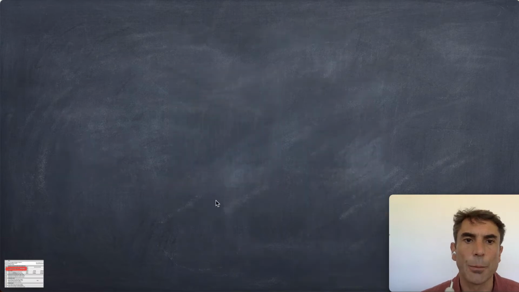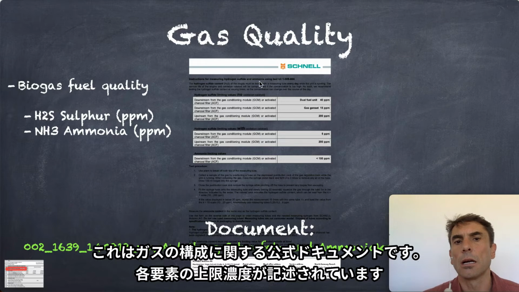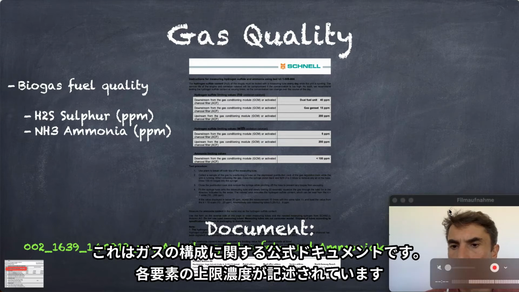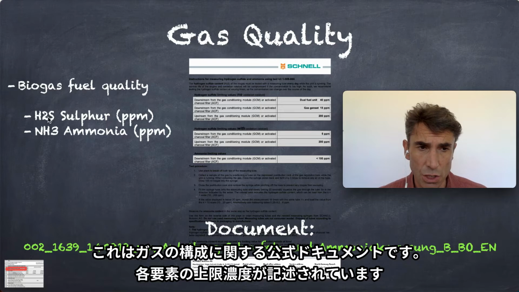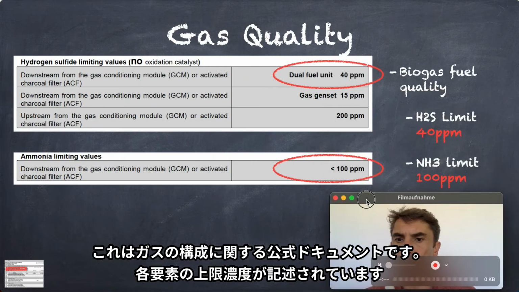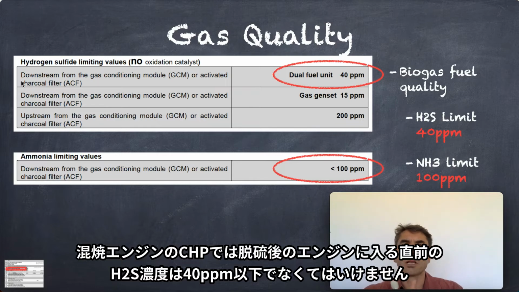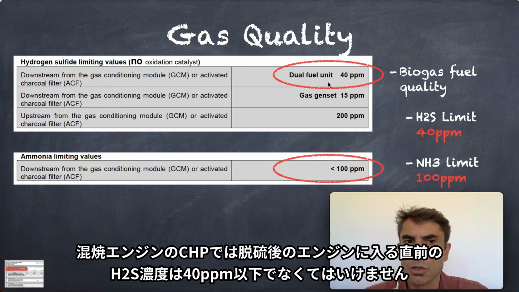Let's go to the next page. Here we have the gas quality document for the gas content of Schnell CHP. We have the limitations here, for the H2S and the NH3 content. The limitation on the H2S sulfur content for a dual fuel CHP is that, downstream after the gas conditioner module or gas treatment system, at the CHP we should not exceed 40 ppm.